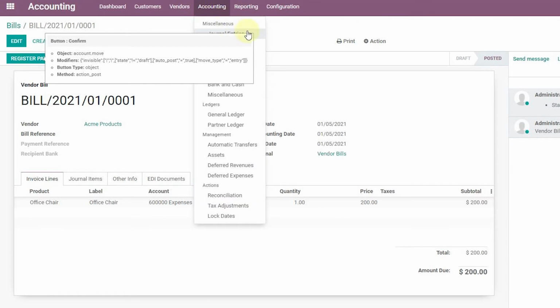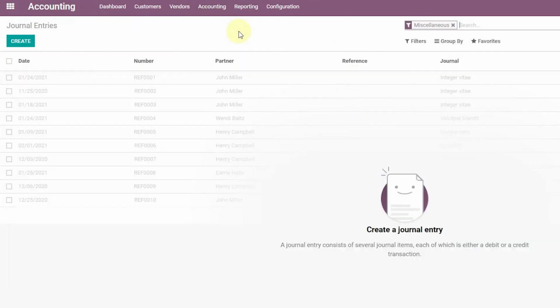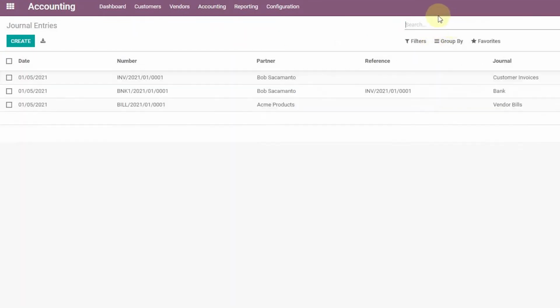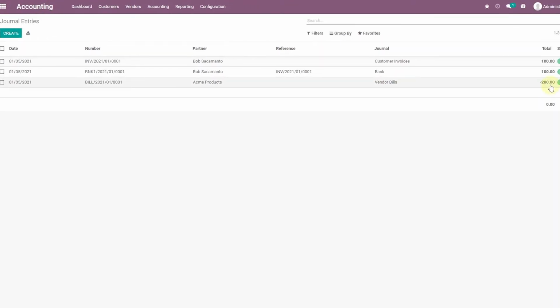And now when we come back up to accounting, journal entries, and take off the miscellaneous, we'll have 3. And notice we had invoices, bank, and now vendor bills is represented here as a negative. So, we bought $200 worth of things.